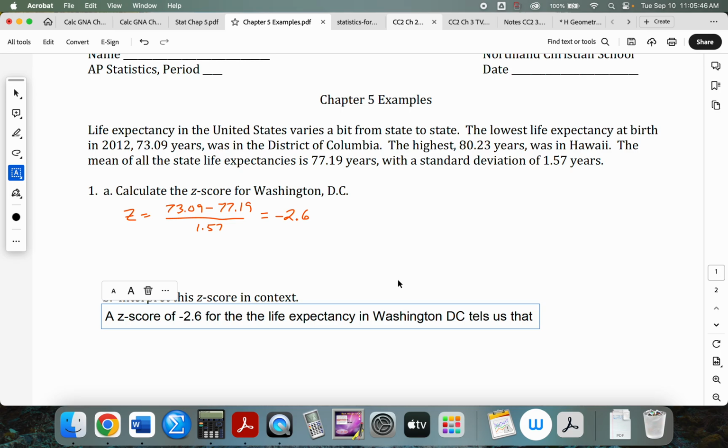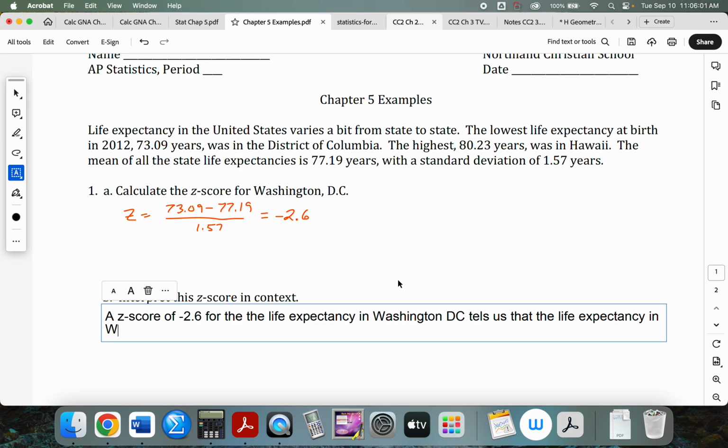I get that now. Tells us that the life expectancy in Washington, D.C. is in the bottom 2.5% of all states in the U.S. Z-scores are unitless. Okay, there are no units in them.